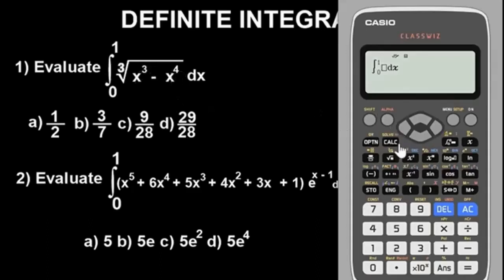To bring out the cube root, very simple, guys. The cube root is here. This is the button you press. You press shift first, then press this button to come out. As you can see, cube root of what? x raised to power. To bring out x, you press alpha and x. Raised to power 3. Then come down, minus alpha x raised to power 4.